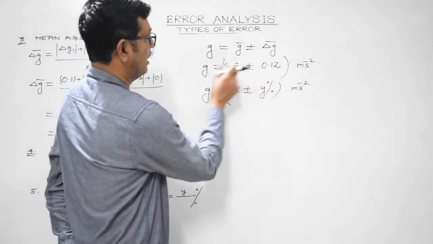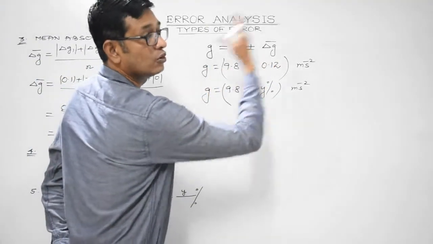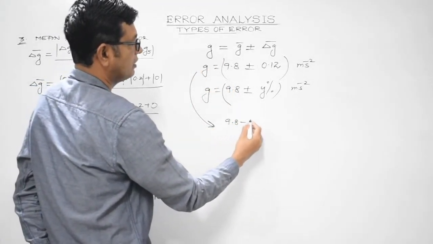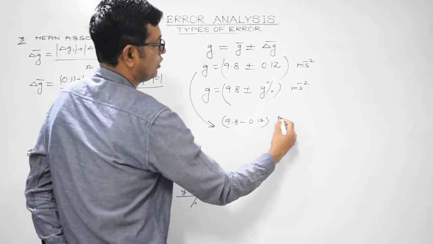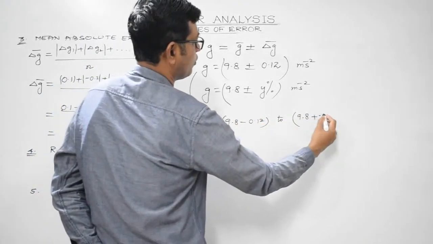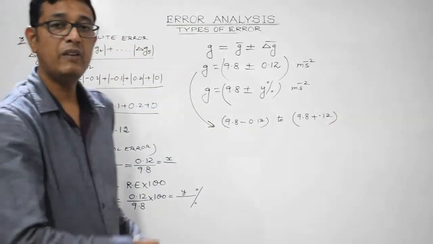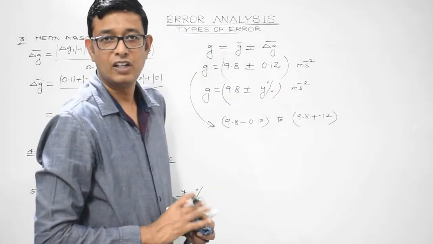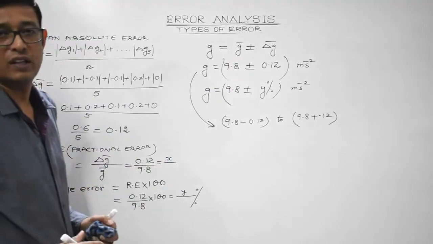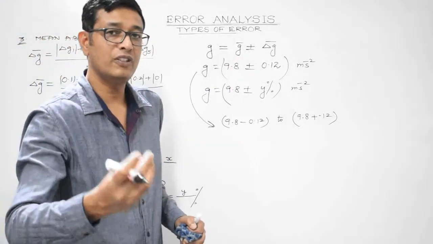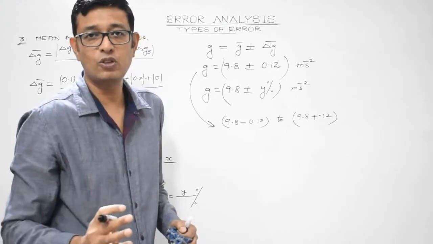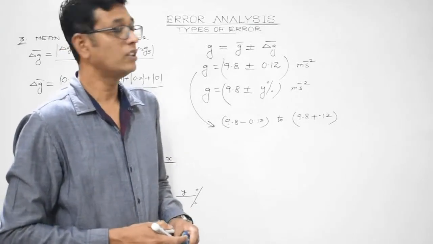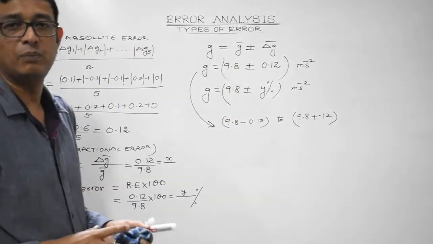What it means is that the value of small g can vary between this range. Its value will vary from 9.8 minus 0.12 to 9.8 plus 0.12. So the value of small g may vary from this lower limit to that maximum limit. Clear? So this was a simple illustration so as to make you understand regarding the types of errors. Basically, absolute error, mean absolute error, fractional or relative error, and lastly, percentage error. So students, I hope you have understood this theoretical concept completely.